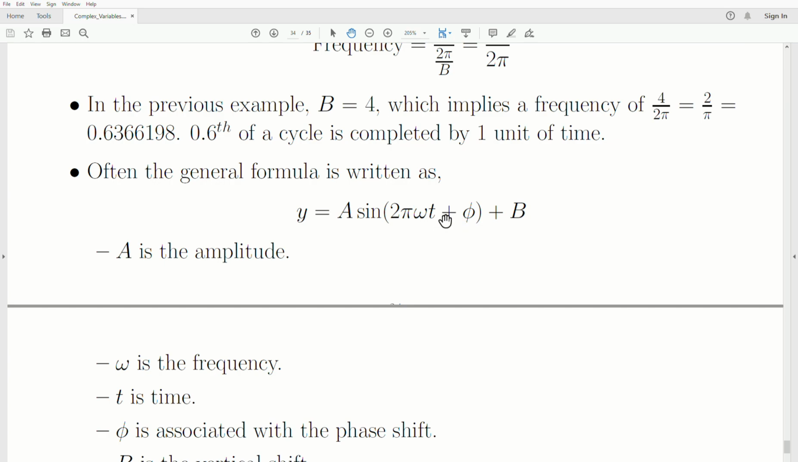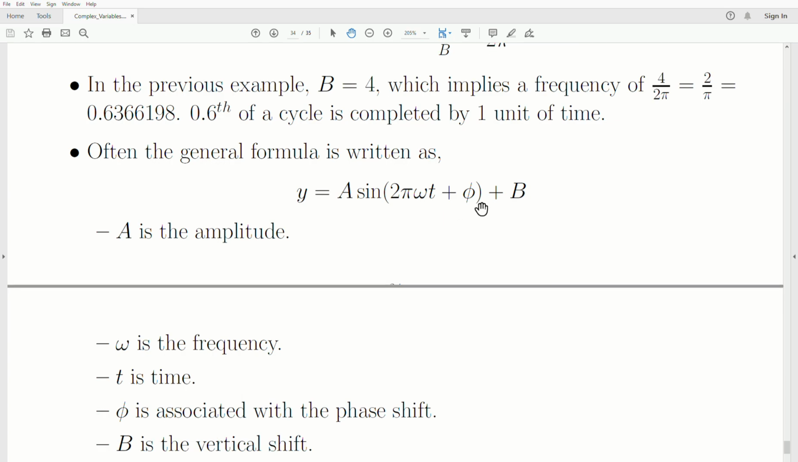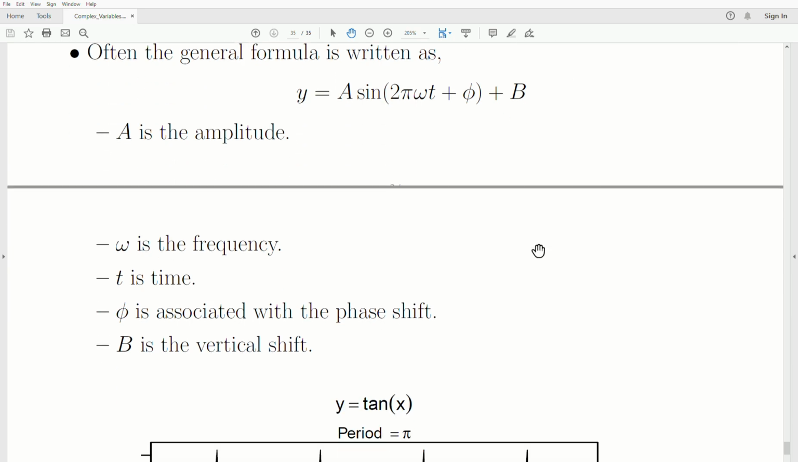T is time. And if you're doing time series analysis, this is often the formula that you see. Phi is associated with the phase shift, right? You'd have to factor out a 2 pi omega and then divide, and that's the exact horizontal phase shift. B is the vertical shift.